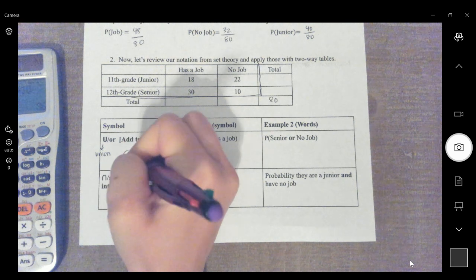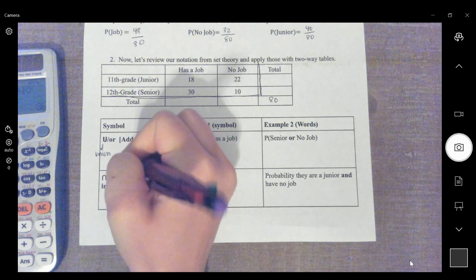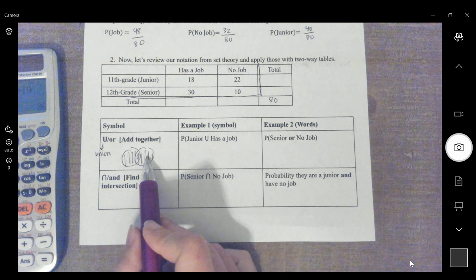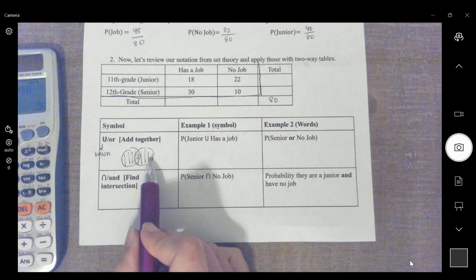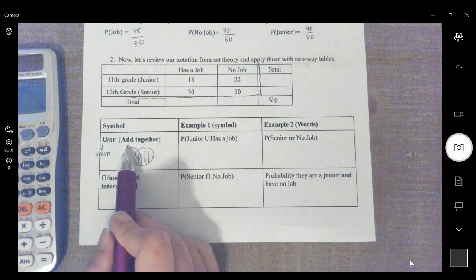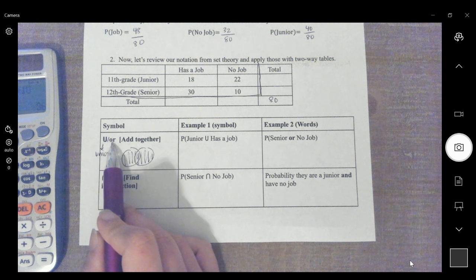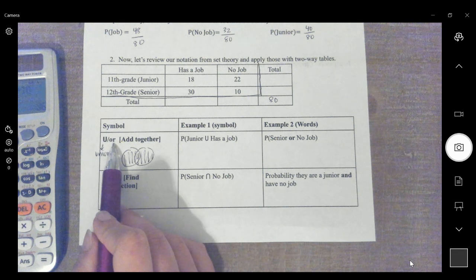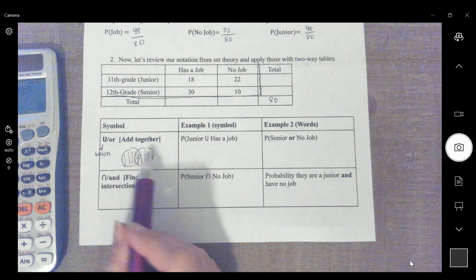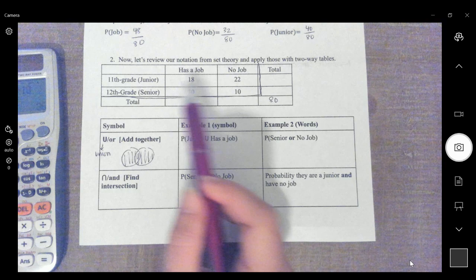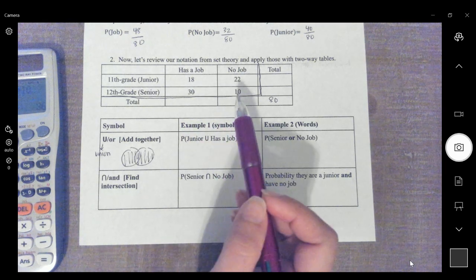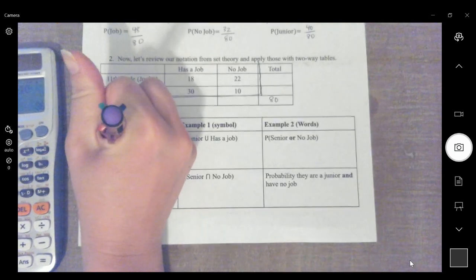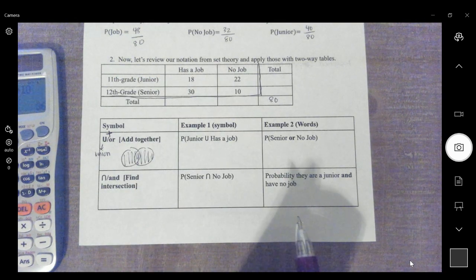In your Venn diagrams, that was kind of the inside part of your circles, okay? We would add those three parts together, this one plus this one plus this one. So if you see union, you're still going to add together, but you also can see the word or. Okay, those are going to represent the same thing. If I want to pick someone that's a junior or has no job, that means anyone in the junior category plus anyone in the no job category. So if you see the union or, okay, we are adding those together.